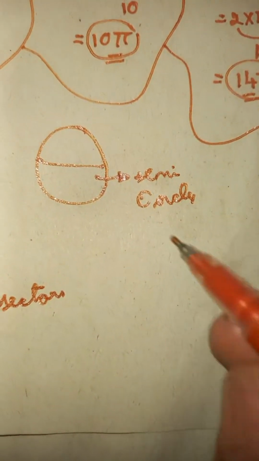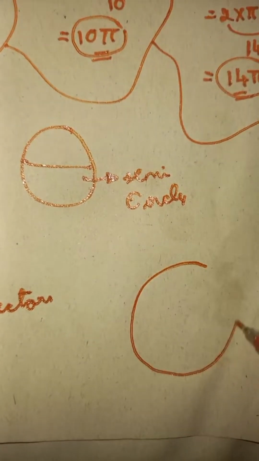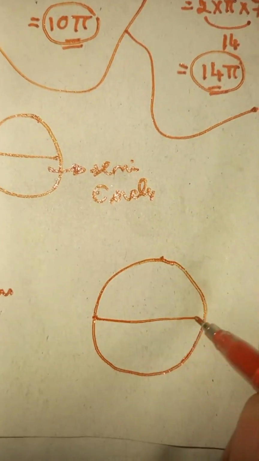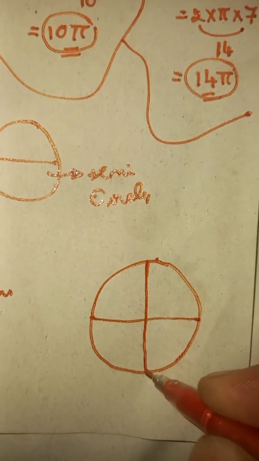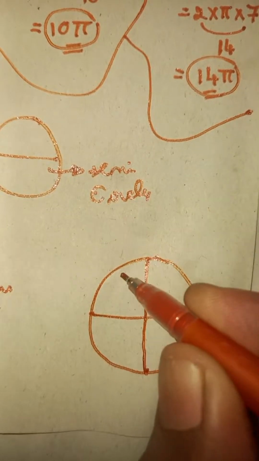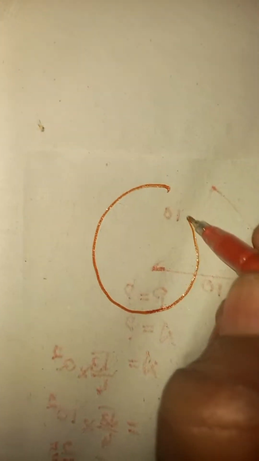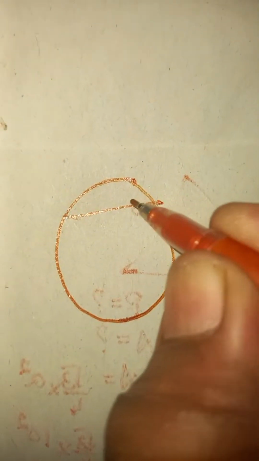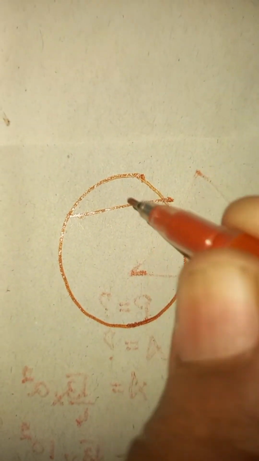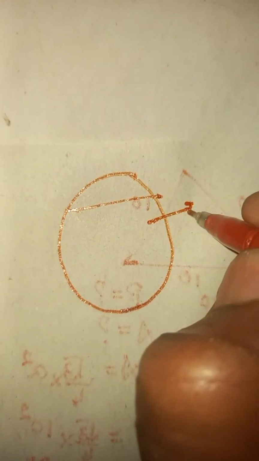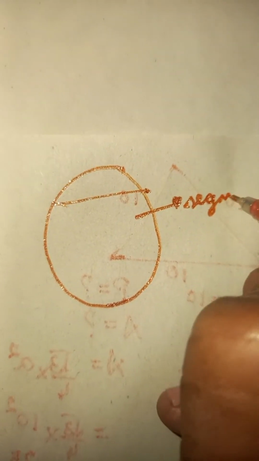Half of the circle is known as the semicircle, and if you divide it into four parts, they are known as a quarter of a circle, or 1 by 4 part of a circle. If you take any chord, this is known as the chord of the circle, which divides the circle into smaller and bigger segments. They are known as the segments.